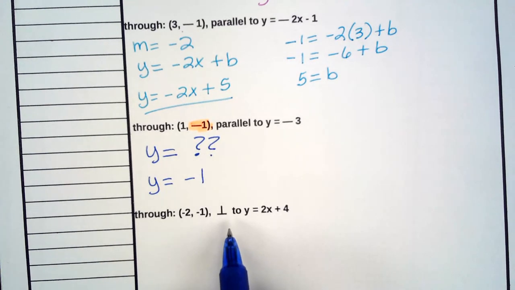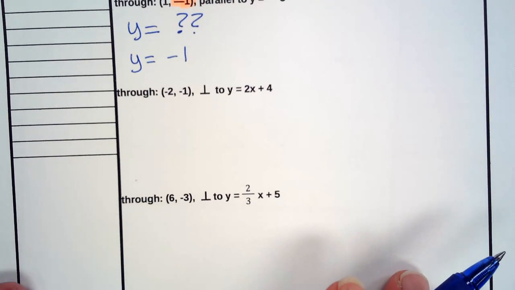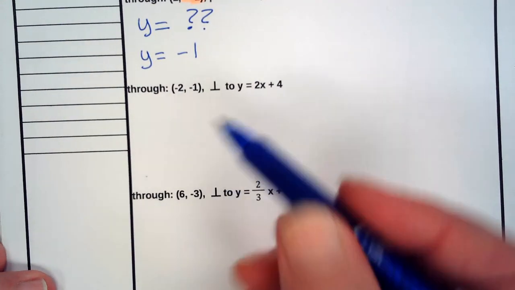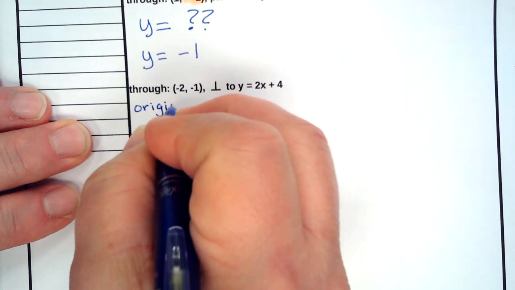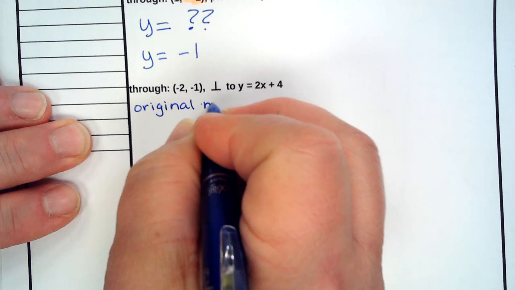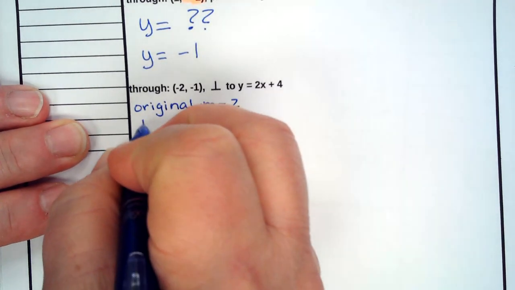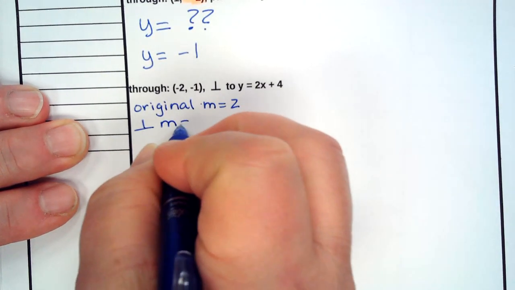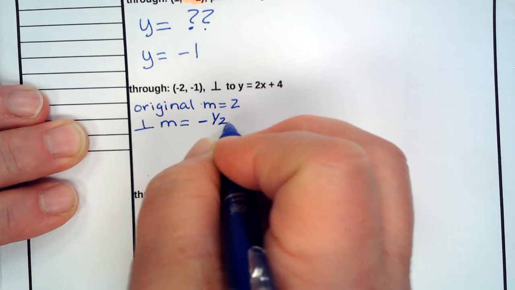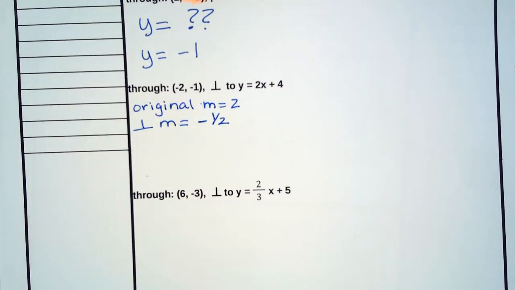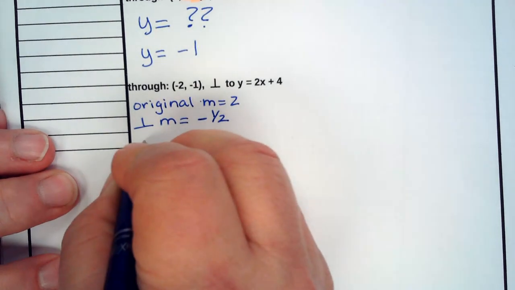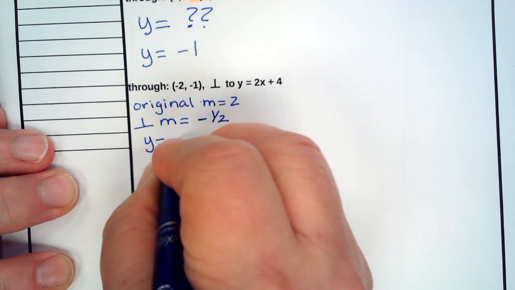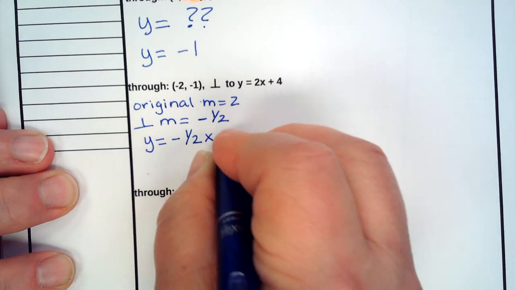Okay, the next one is perpendicular. We haven't worked much with perpendicular yet. So the original slope is 2. Perpendicular slope will be -1 over 2. Opposite reciprocals. So the equation I'm going to use to find b is y is equal to -1/2 x plus b.